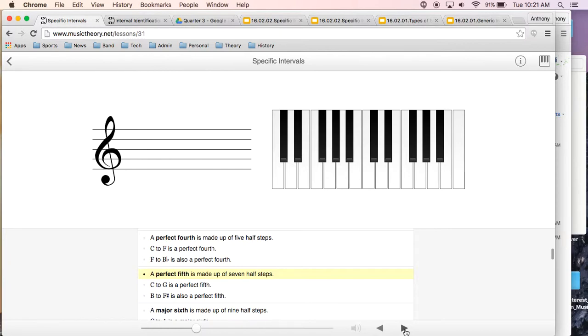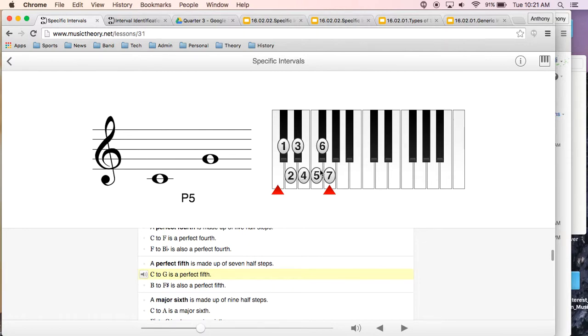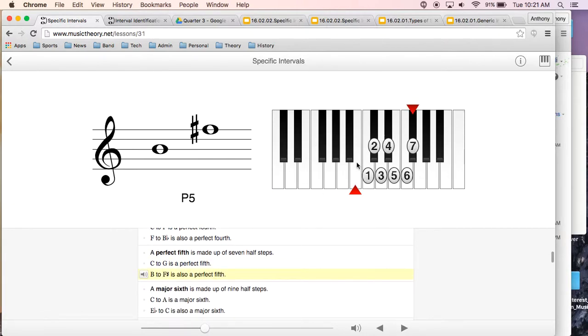So let's look at a fifth. To get a perfect fifth, it says here it's made up of 7 half steps. So if I started on C and I counted 7 half steps, I would land on G, and that's a perfect fifth on the piano here and a perfect fifth on the staff here. If I started on B and I wanted to find out what a perfect fifth is, I would again go up 7 half steps. So the basic gist of finding the distance is knowing how many half steps it is from one interval to another.